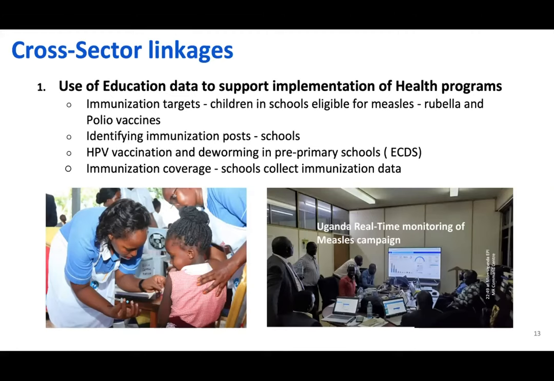So IMIS linked with the immunization programs can really help in terms of the target, and in terms of identifying the sites that are being used as areas where immunization is happening. Even in routine health management, outreaches sometimes happen in schools. So once the clinic in a locality has a good understanding of the children in the area, it can help them to plan for the immunization program.